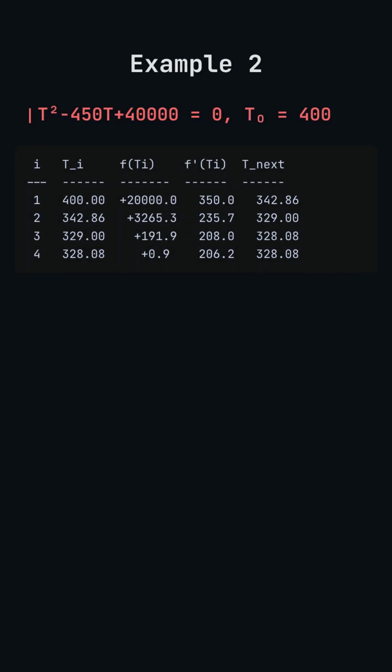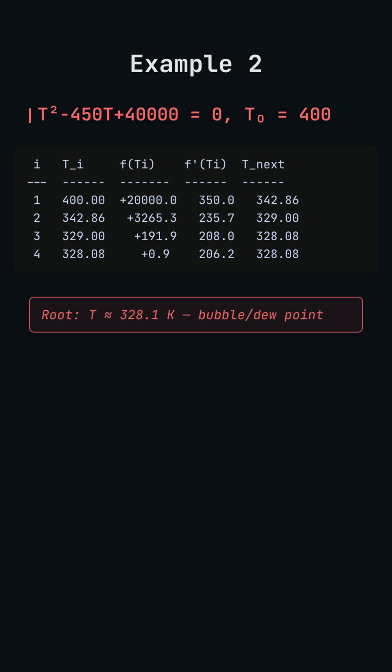Now apply Newton-Raphson to a quadratic that arises from a binary vapor-liquid equilibrium, a simplified Raoult's law equation in temperature. Starting at T0 equals 400 Kelvin, the residual is 20,000. The large slope of 350 drives a big first step to 343. After 4 steps, the temperature converges to 328.1 Kelvin, the physically meaningful VLE temperature. The second root at 122 Kelvin is also valid. Try a different initial guess to find it.